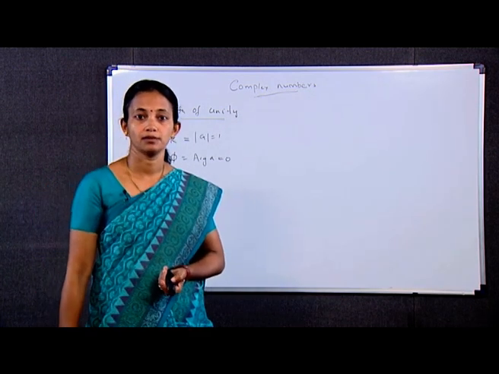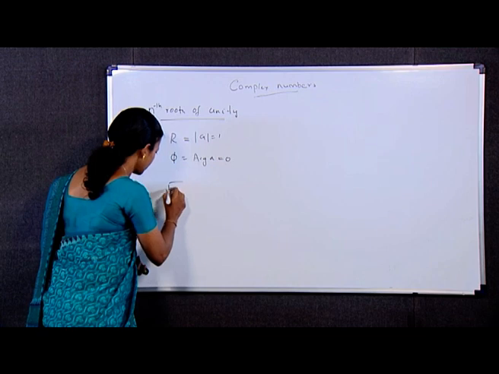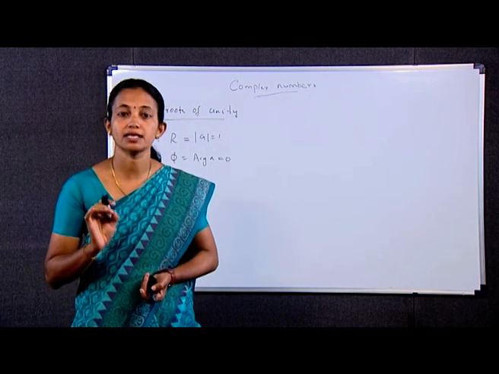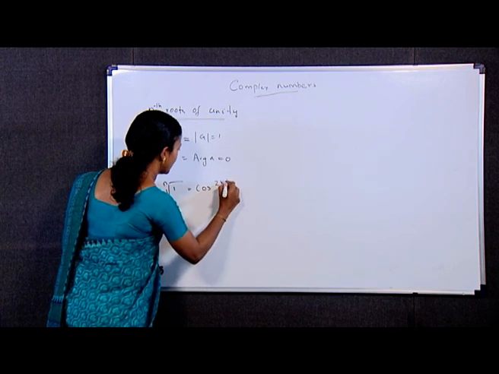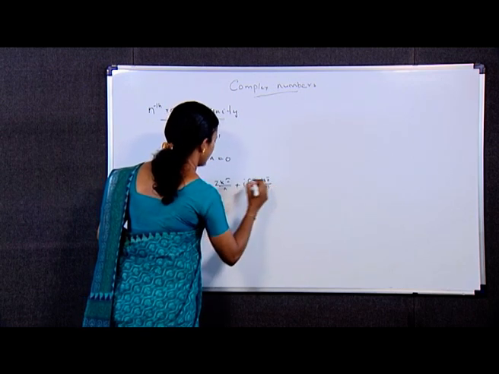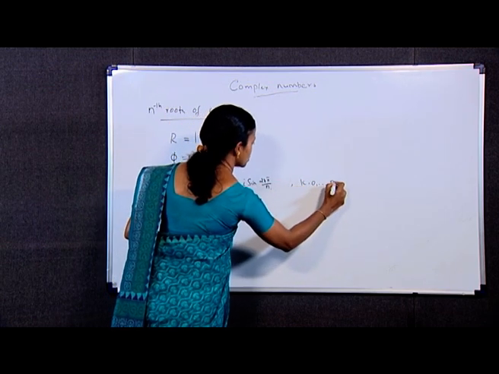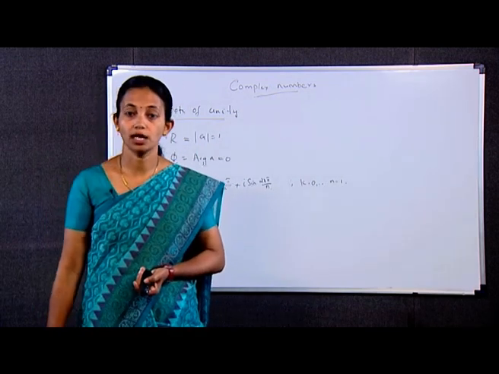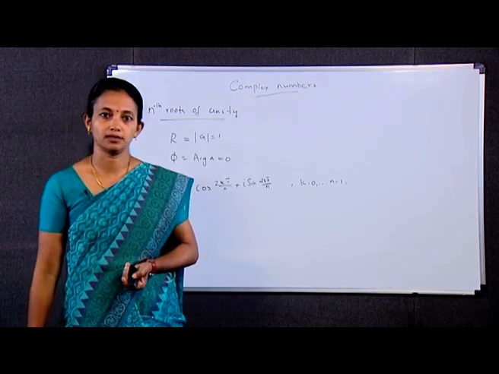So we obtain the nth root of 1 equal to cos(2k pi by n) plus i sin(2k pi by n), where k varies from 0 up to n minus 1. These n values are called the nth roots of unity. They lie on the unit circle.